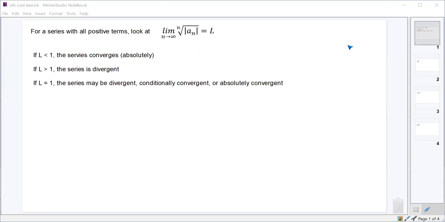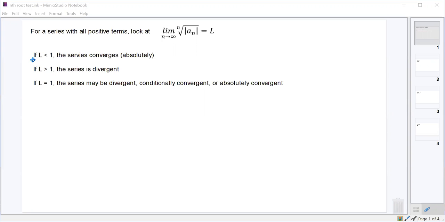You can look at the limit as n approaches infinity of the nth root, that's why they call it the nth root test, of the nth term of your series and get some limit. If that limit is less than 1, you're guaranteed that the series converges, and it also converges absolutely, because you might have had to take the absolute value of it to get the positive terms.